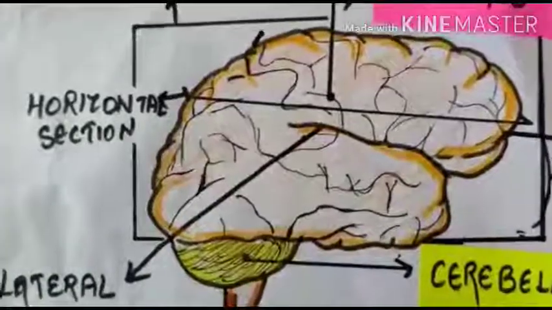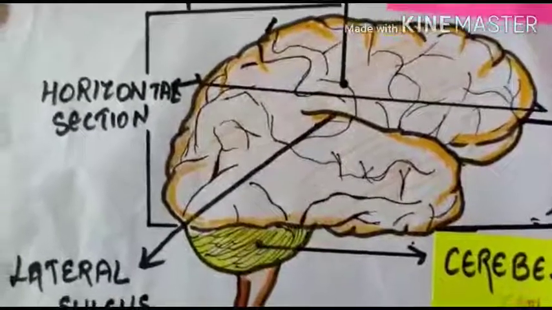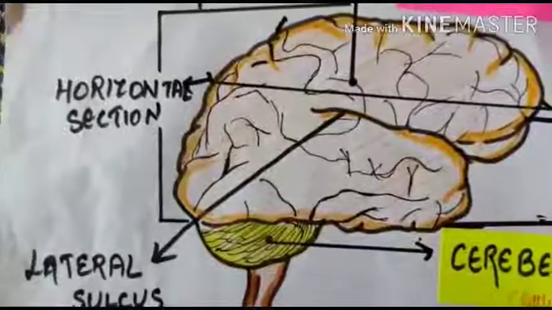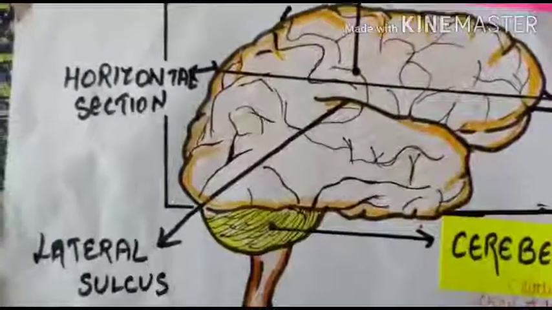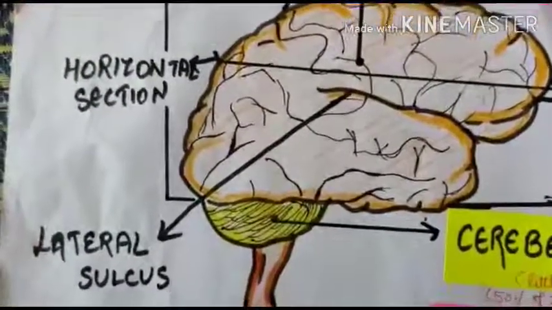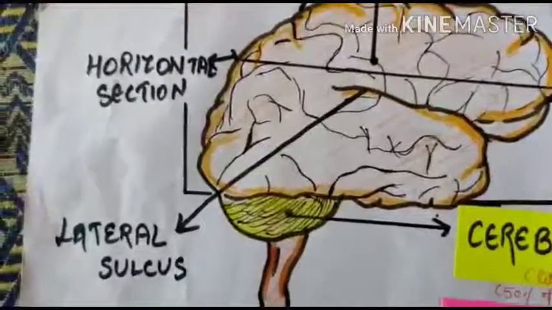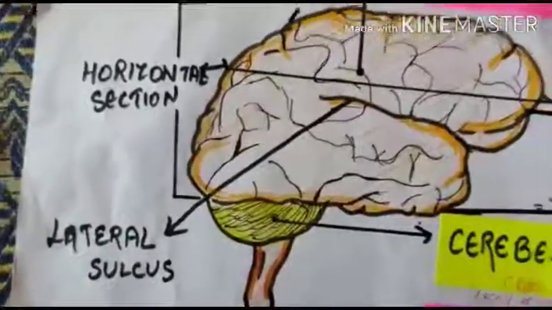Cerebrum is the uppermost part of the brain. It contains two hemispheres, contains major lobes, and is responsible for receiving and giving information from sense organs as well as controlling the body.